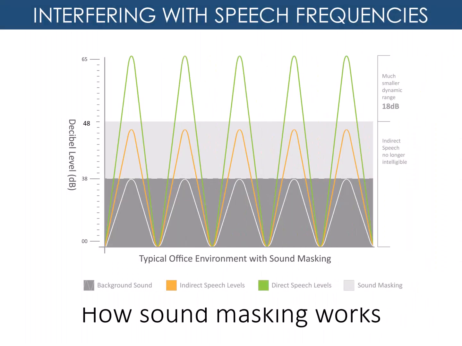Now, when looking at the graph, notice the light gray area peaking at 48 dB. This represents the sound masking. This will cover or interfere with the indirect speech frequencies, rendering them unintelligible. When the sound masking is properly tuned and balanced, the space will be free from distractions and it will do so comfortably.